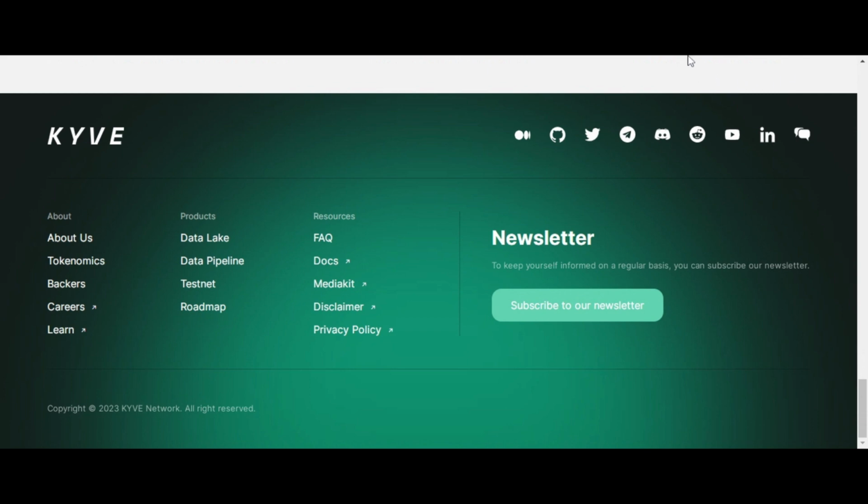KYVE roadmap, Q1 Q2 2022. POC governance, improve network stability, improve slashing mechanisms, incentivize testnet, continued integrations with L1s and L2s.